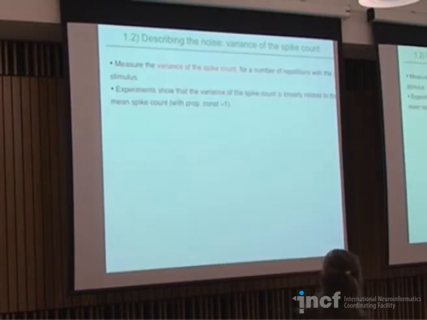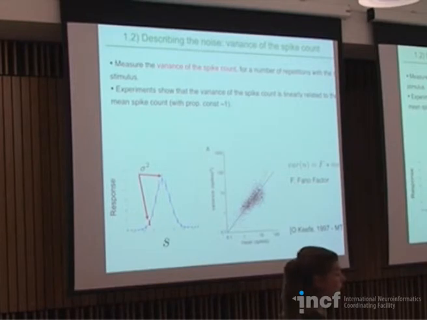Then what we want to do is also describe the noise, of course, the variability. The simplest way to describe the variability, the first stage, is to describe the variance. And as I'm sure you know, people have also measured variances of spike counts over trials. And people have found that the higher the response, usually the higher the variability. And there's a relationship between the mean spike count that you record and the variance of the spike count. And this relationship is usually linear. So the variance is a function of the mean.